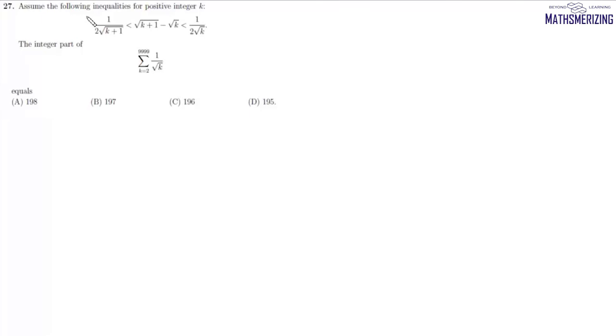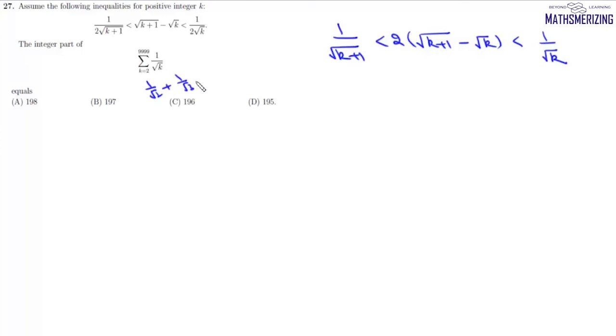Question number 27 is: assume the following inequalities for positive integer k. We'll multiply everything by 2, so we write 1 upon root of k plus 1 will be less than 2 times root of k plus 1 minus root k, and it will be less than 1 upon root k. We have to find the integral part of this summation: 1 upon root 2 plus 1 upon root 3 up to 1 upon root 9999, and let this sum be S.